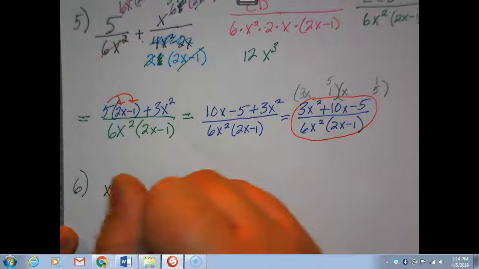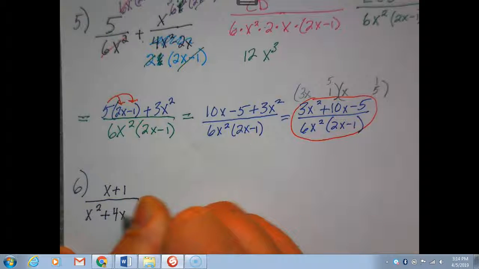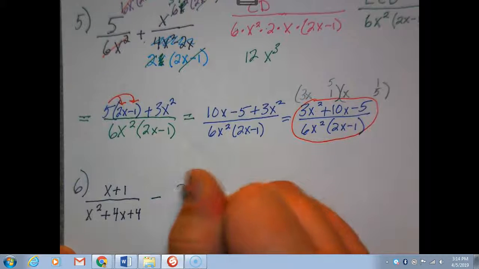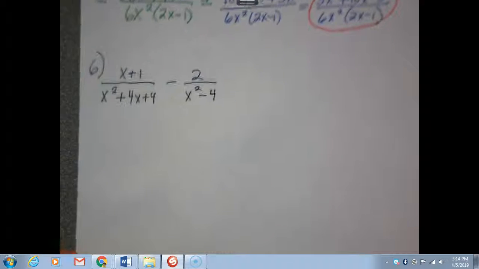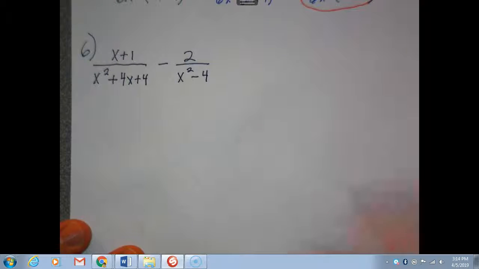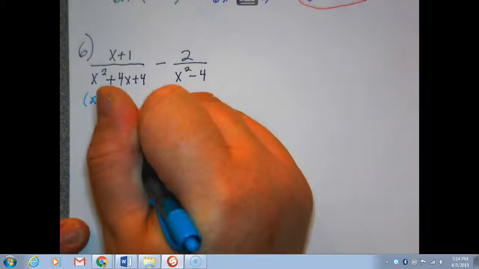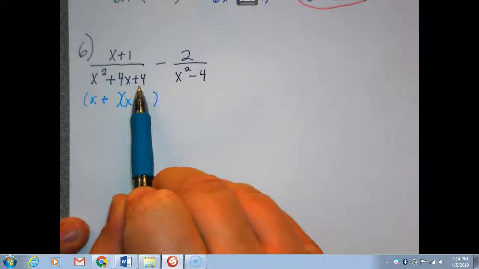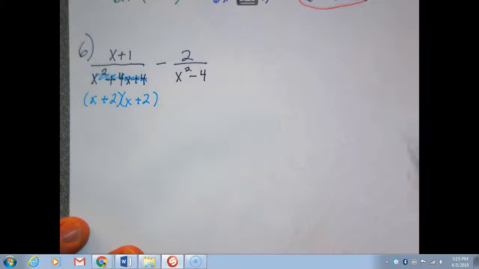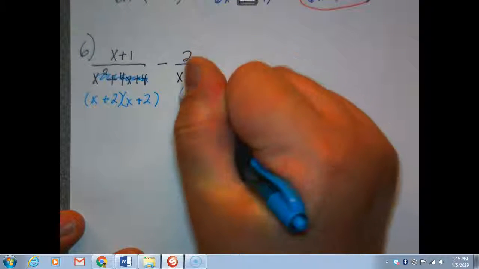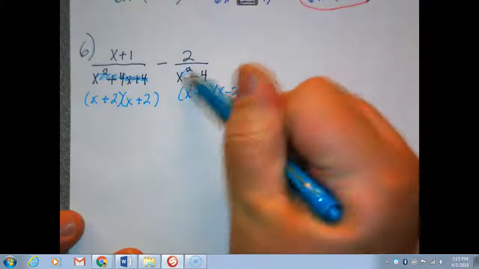x plus 1 over x squared minus... okay, let's factor. x times x is the only way to get x squared. That's a plus, that's a plus. They have to be both plus. 2 factors of 4 that add up to 4: 2 and 2. Okay, what do I have on the right-hand side here? So I have x plus 2, x minus 2.